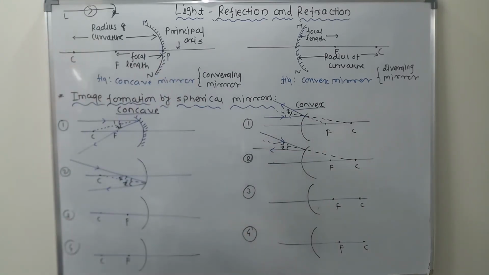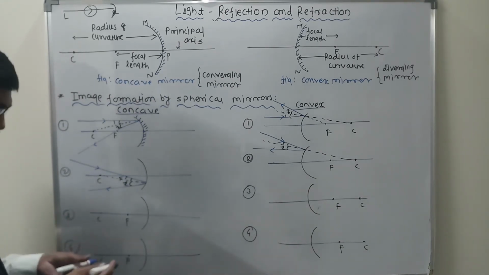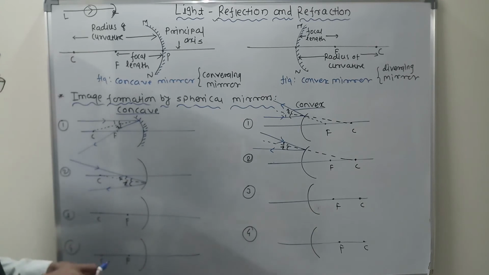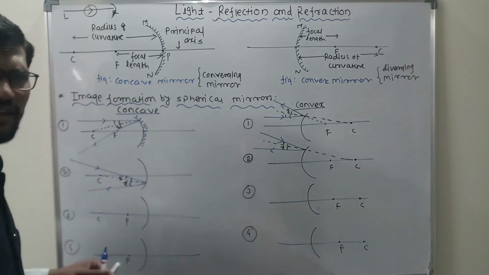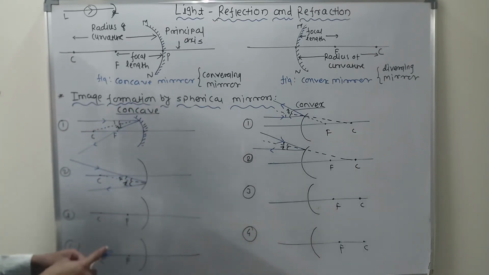Clear? Similarly for the next case, we are going to allow light to fall through the center of curvature. So what happens? Why is this important? Whenever you want to trace the diagrams, later on you will understand, but that is how it is important.